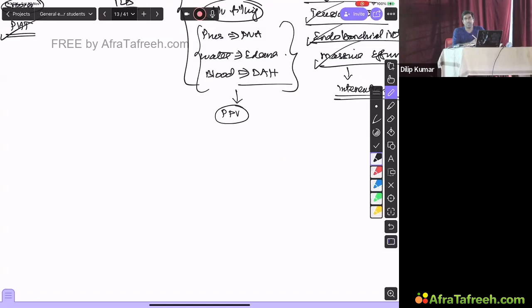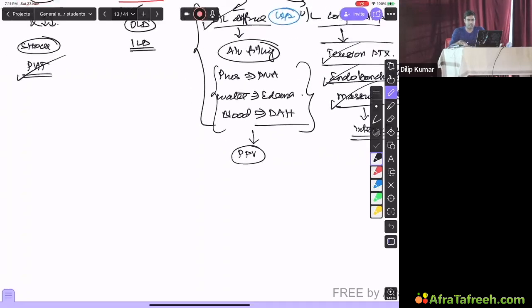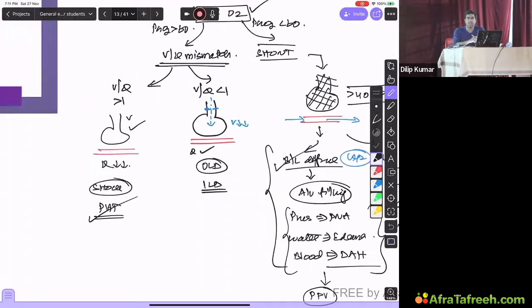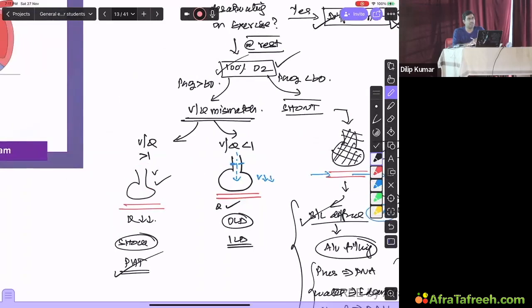So what do you mean by positive pressure ventilation? You give a positive pressure to open up the alveoli. So remember, the idea of giving positive pressure is not to oxygenate, it is to open up the collapsed alveoli. So if the problem is oxygenation, they should have responded to what? 100% oxygen. If they do not respond to 100% oxygen, the next step is going to be positive pressure ventilation.